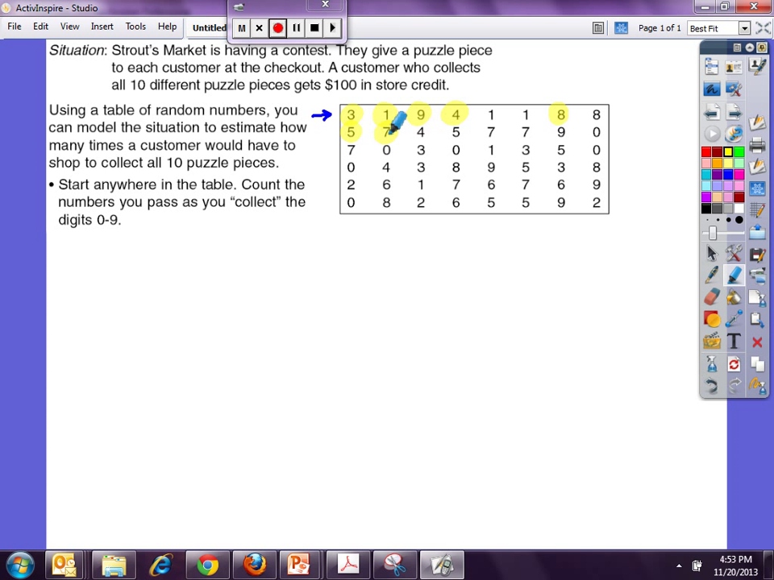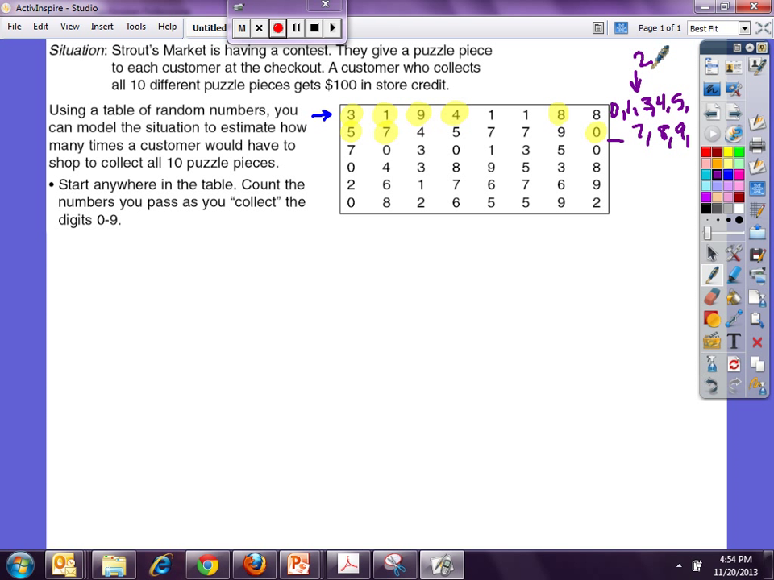Now I have a 4, I have a 5, I have a 7, I have a 9. So what am I looking for? Here's a 0. I don't have that one yet. So let's just stop for a second. At this point, I have 1, 3, 4, 5, 7, 8, 9, and I have 0. So I'm looking for a 2.